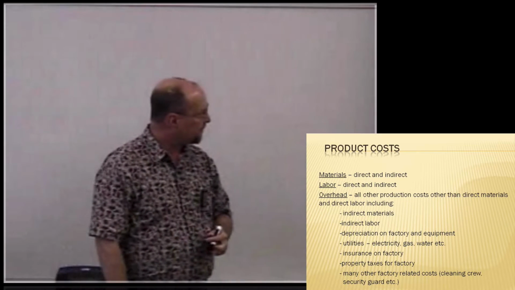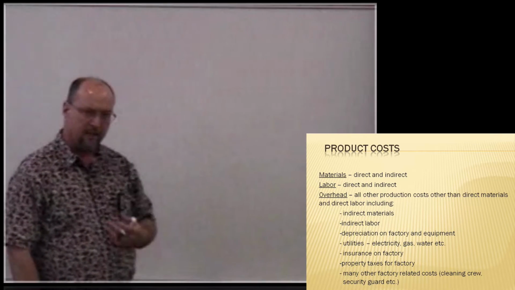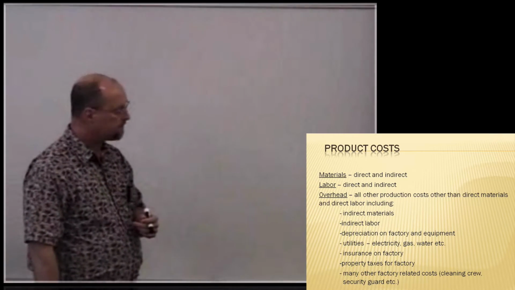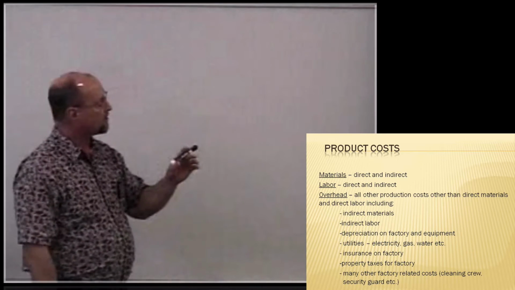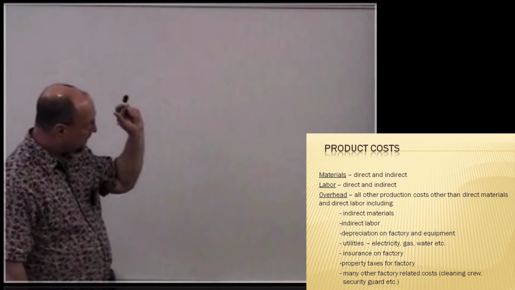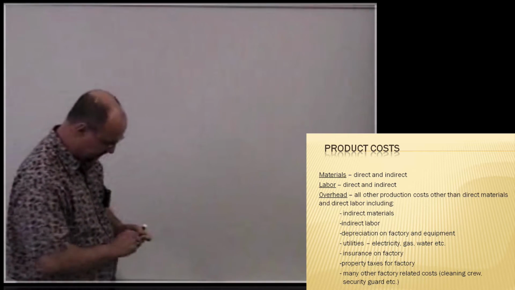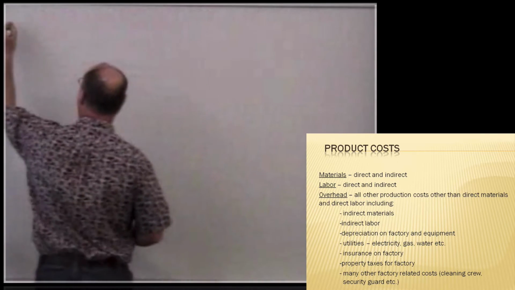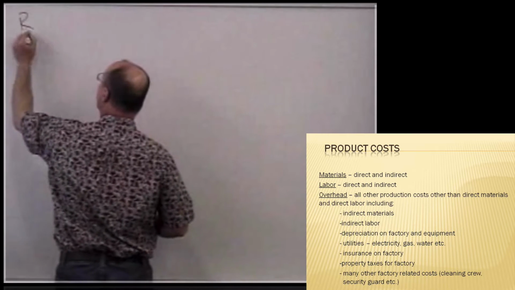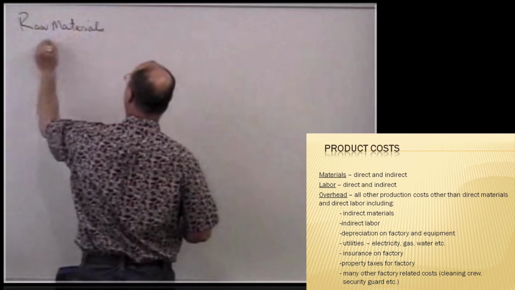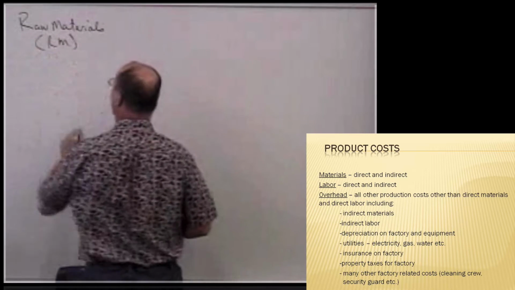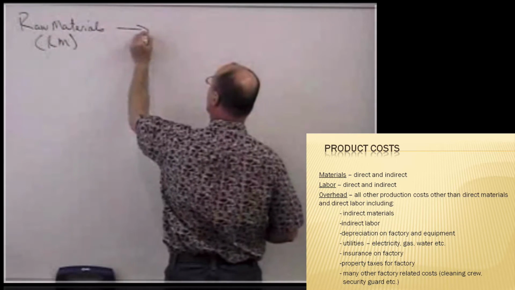Now, time to introduce what I call the key players in this course. We have three product costs: materials, labor, and overhead. I tend to abbreviate. Raw materials, which I usually would just put RM, enter production.